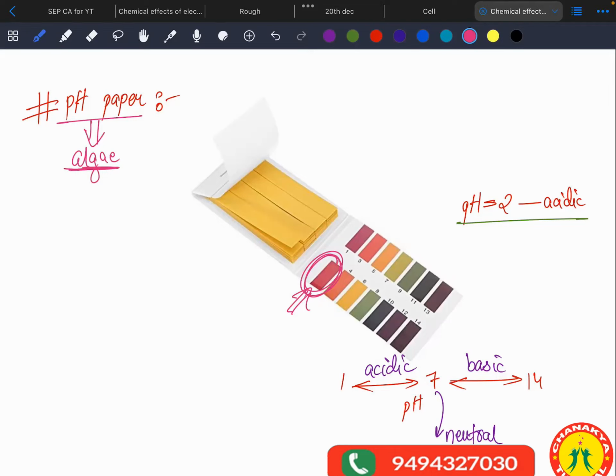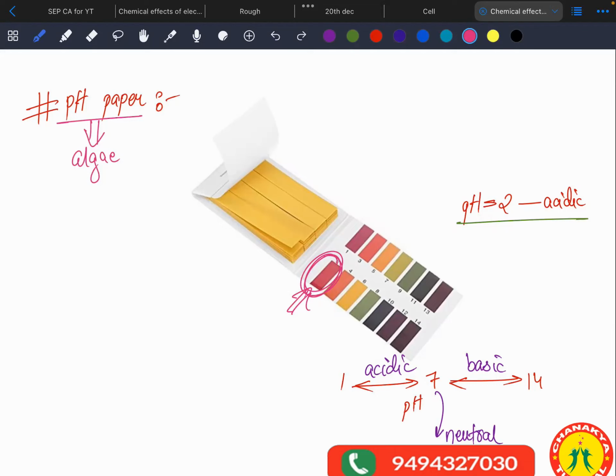Basically, it is not a normal paper. I have written this name, algae. That means these are not normal paper. They are made up of some organism. Algae is a kind of organism which is unicellular, which has only one cell. If you have heard about unicellular, then it's okay. If not, then we will learn about it. Very good. So these are unicellular organisms.